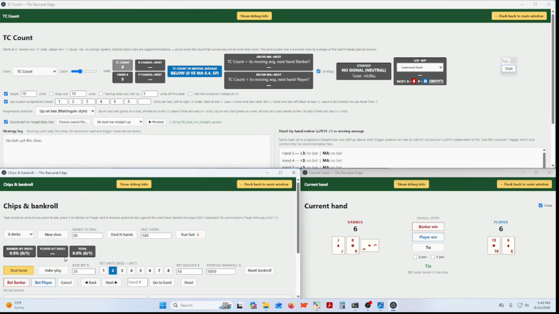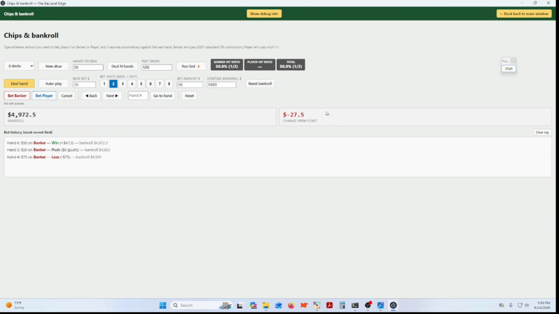I'm going to show you what these are. I got hit ratio also programmed in here. Okay, that's a tie bet. Let's bet banker again. Let's bring this hit ratio. Notice here, this has what you call your hit ratio, how many times you bet versus how many times you won. So right now, I'm 50% on banker. I bet twice and I won once. Total hit ratio, 50%, 1 and 2.